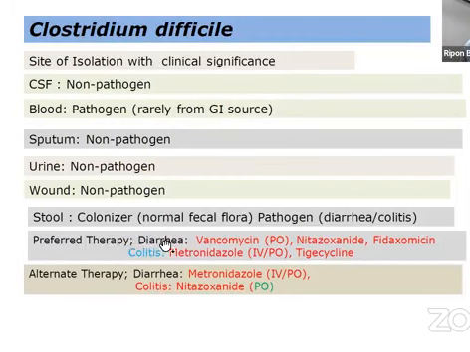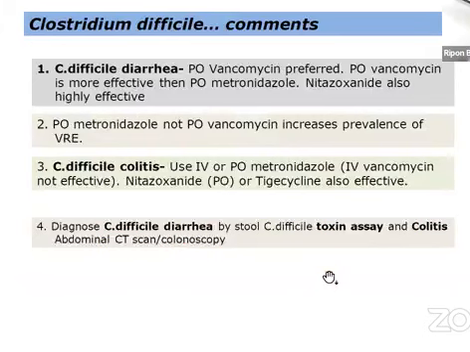In diarrhea, the preferred therapy is vancomycin. And Clostridium difficile, we know, causes pseudomembranous colitis. In that type of colitis, metronidazole or tigecycline is the drug of choice. In diarrhea, vancomycin, nitazoxanide, or fidaxomicin is the preferred therapy. Alternatively, in diarrhea, we can use metronidazole, and in colitis, we can use nitazoxanide. I think it is already discussed.